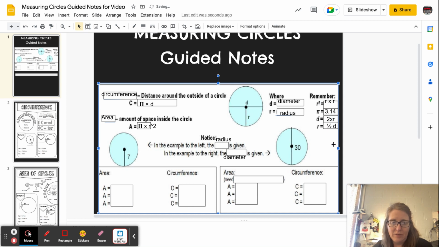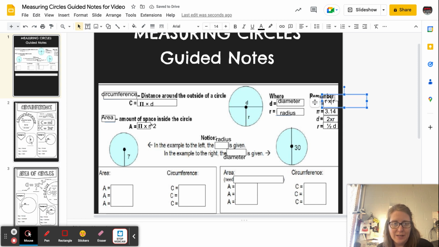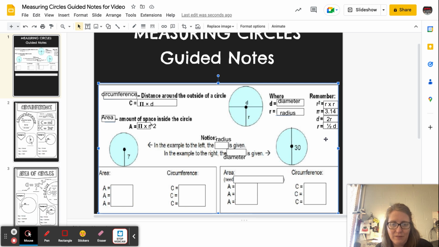Okay, so let's go back over that again. Radius squared is radius times radius. Pi approximation is 3.14. The diameter is twice the radius, 2 times the radius, and you don't even have to put the x in there. You can just put 2r. And then the radius is half the diameter, which would be half of d.